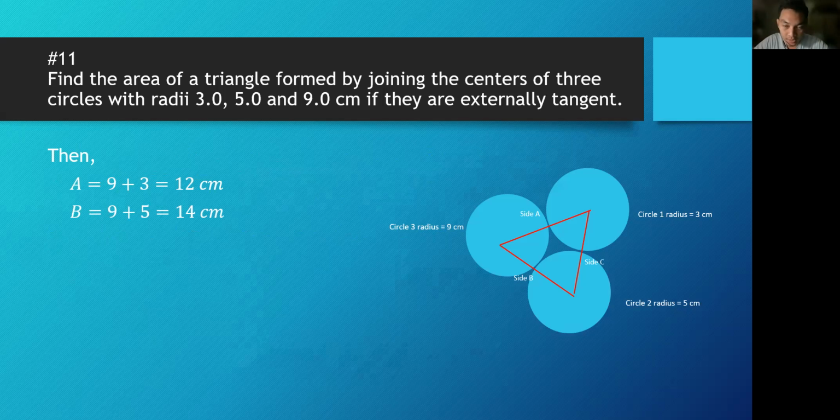Then to get the area, we have here the formula, square root of S times S minus A times S minus B and times S minus C. And substituting all the values, we can get 47.9062 centimeters squared. For problem number 12, what is the perimeter of an isosceles triangle if the base is 40 centimeter and the base angle is 70 degrees?